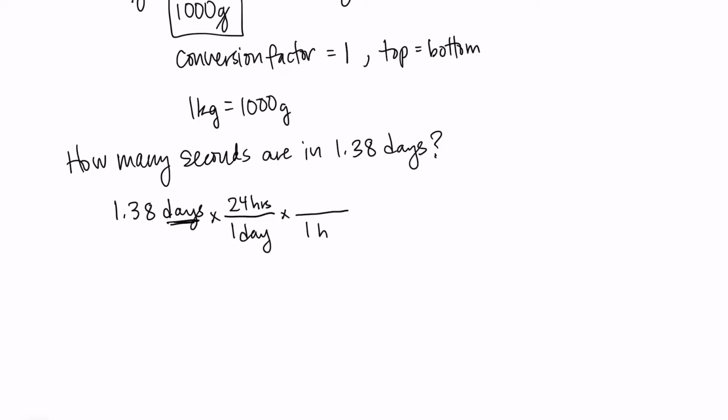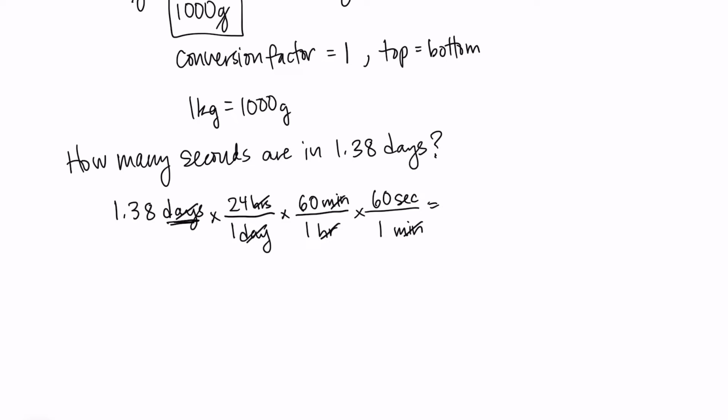I know in 1 hour, I'm going to have 60 minutes. My hours are going to cancel out, just like my days did. And I know in one minute, I'm going to have 60 seconds. So my minutes will cancel out, and now I'm left with seconds. So what I've done is successfully changed from days to seconds without altering the value of the quantity that I started with. That's what's so powerful here.